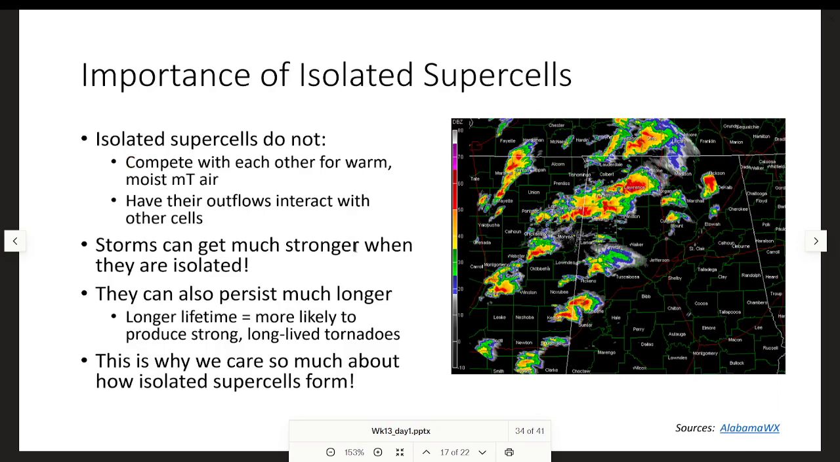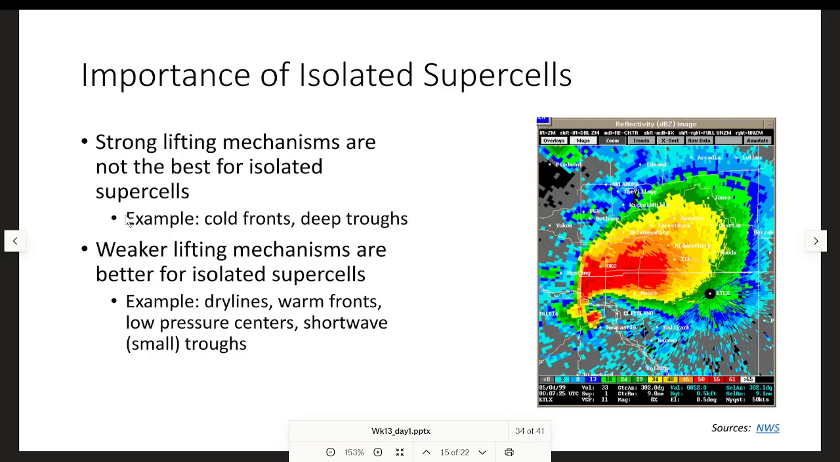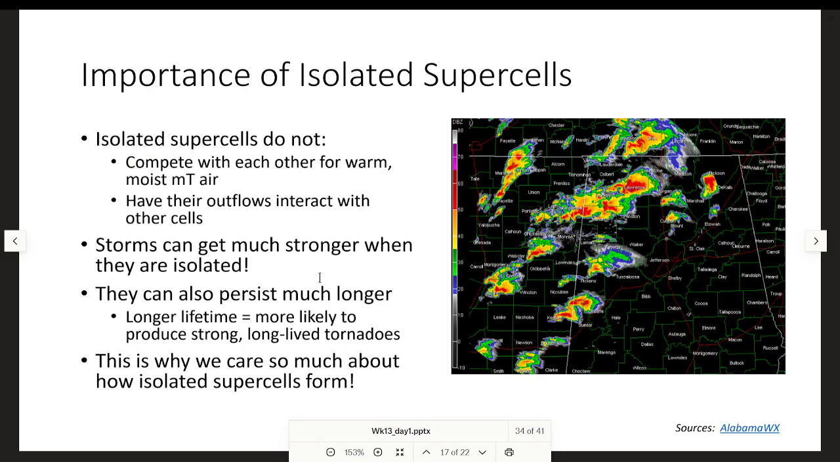I kind of get what it's saying, but I've seen it happen. The reason why I bring this up is I've seen supercells happen in cold fronts and deep troughs. So, not the best is the key word. Better is the key word. You can still get it in any of these. Anyway.